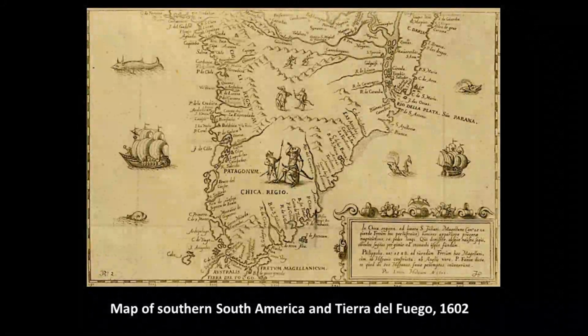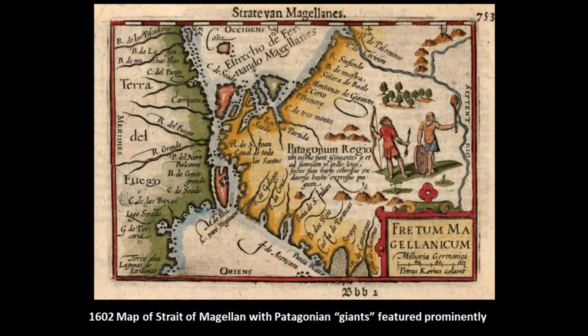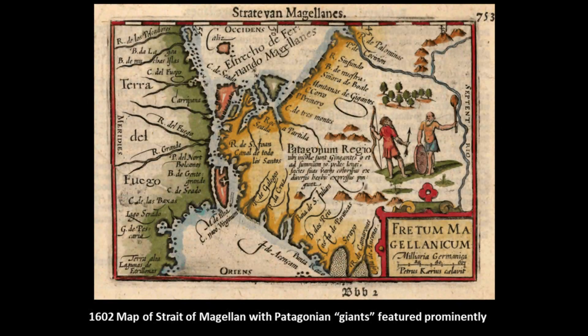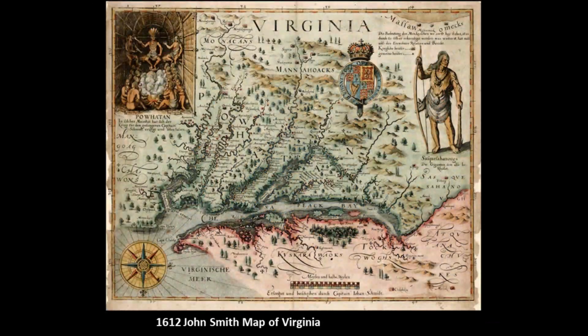And so what you tend to find over and over again are giants on maps. Here we've got this map of Tierra del Fuego, here's another one, and you've got these Patagonian giants who stand feet above any Europeans. Or if we come closer to home, I think we all probably know this famous map by John Smith of Virginia.